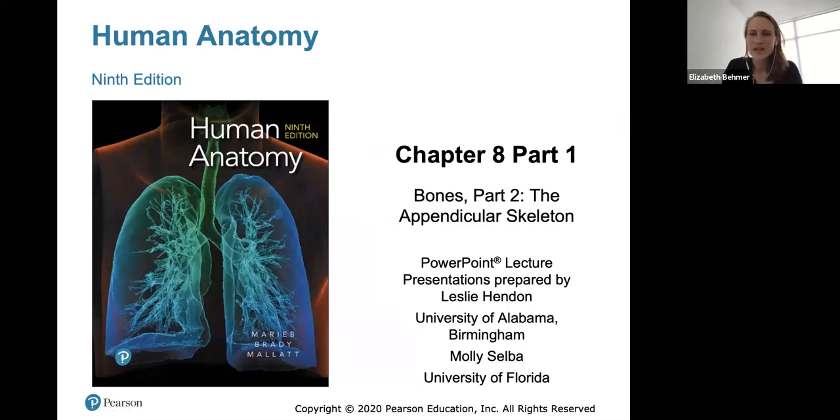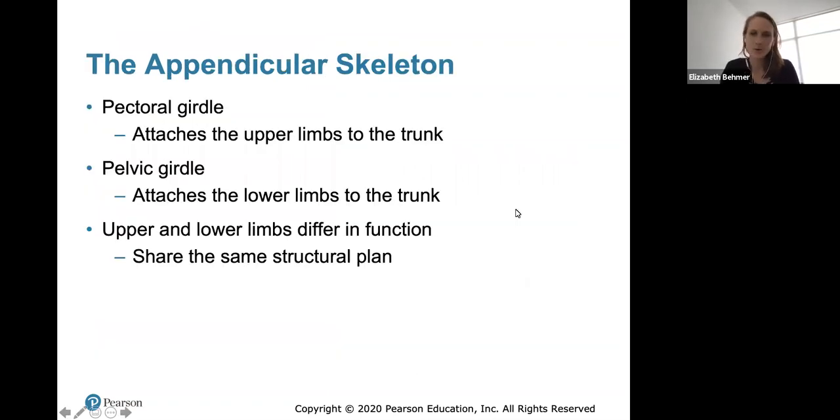Hi guys, and welcome to chapter 8, and this will be on the appendicular skeleton. So we went over the axial skeleton, introduction to bone tissue in chapters 6 and 7. Chapter 8 is the appendicular skeleton. So these will be all of your limbs, and then chapter 9 will be on joints.